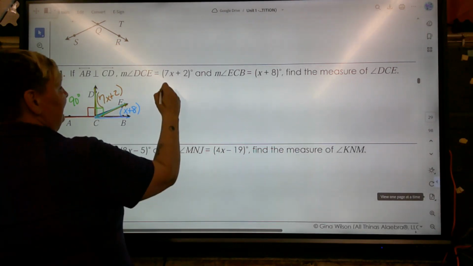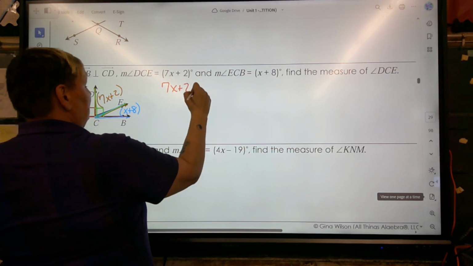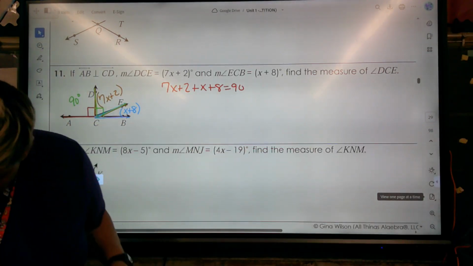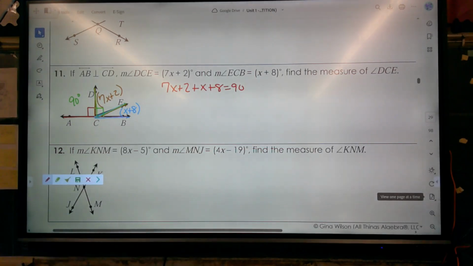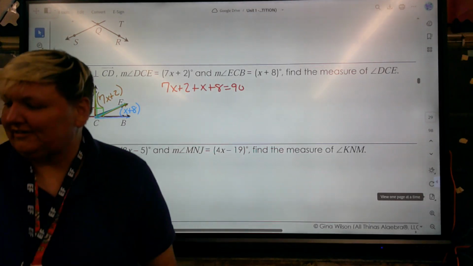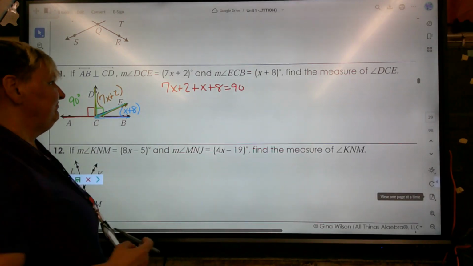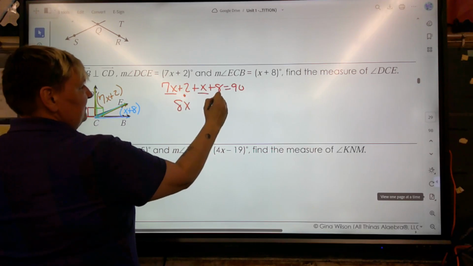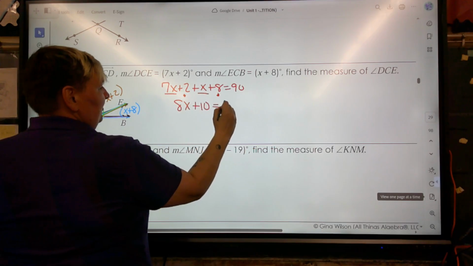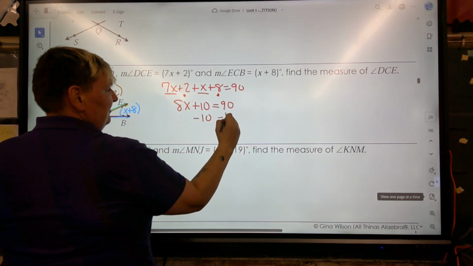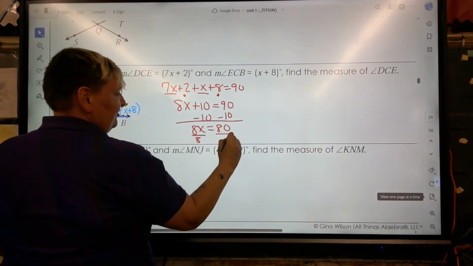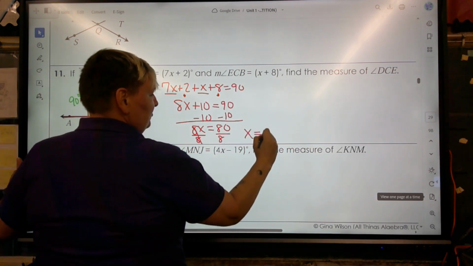So you can write that. 7x plus 2 plus x plus 8 equals 90. Solve for x. Combine your like terms. 8x plus 10 equals 90. Cancel your constant. 8x equals 80. Cancel your coefficients. X equals 10.